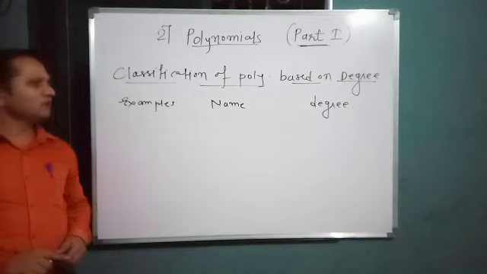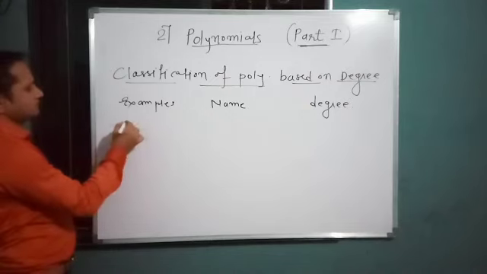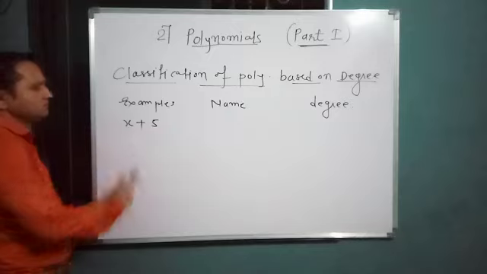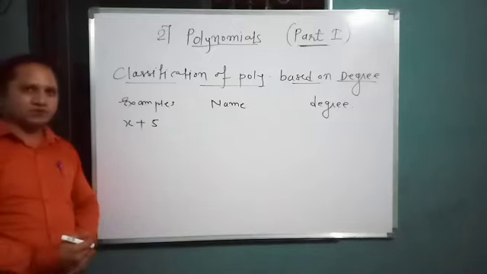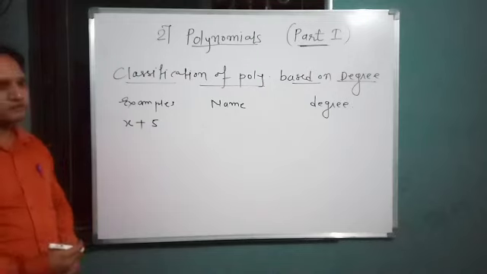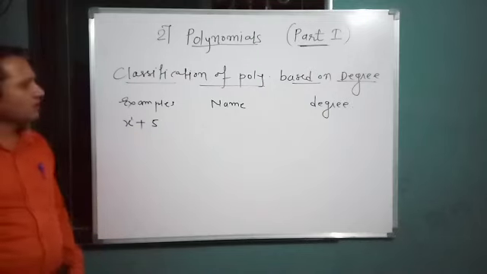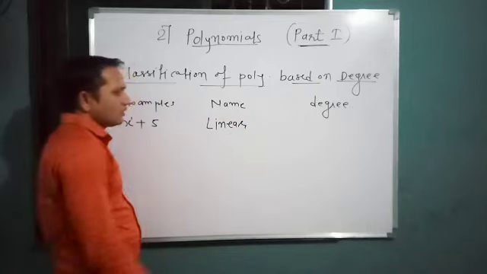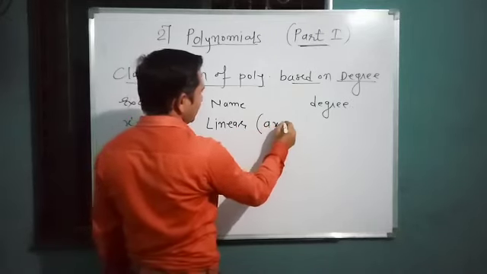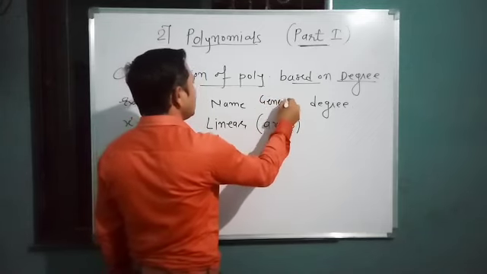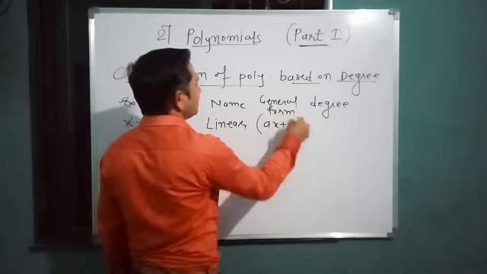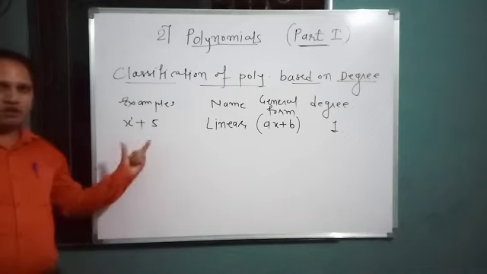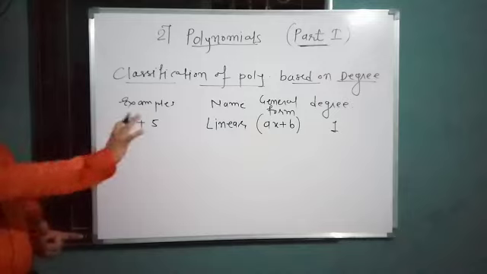Okay, so we know that the degree of a polynomial is the highest power of the variable. For example, suppose I take x plus 5. Two terms are there. Okay, and the degree of x is 1 here, highest power. Therefore the name of this polynomial is linear, and here we can write the general form ax plus b. This is the general form, and the degree is here 1. So all important things I cover in one chart.